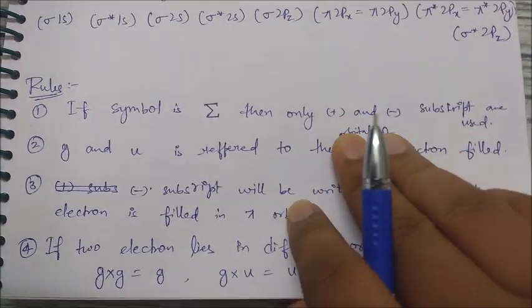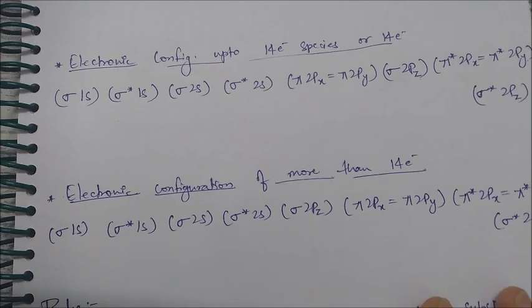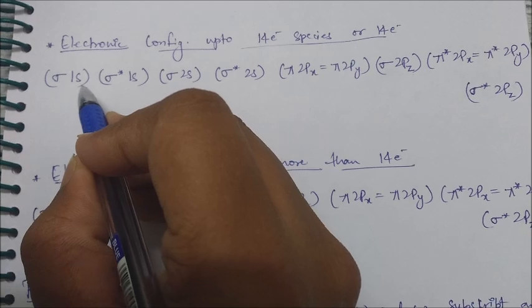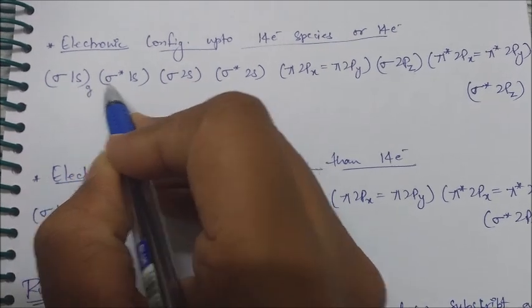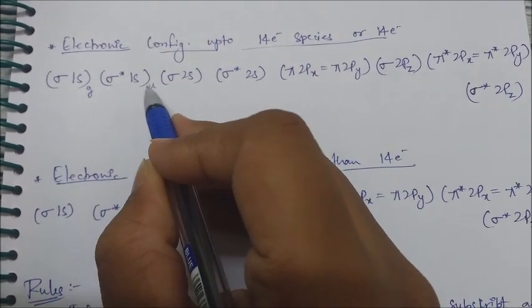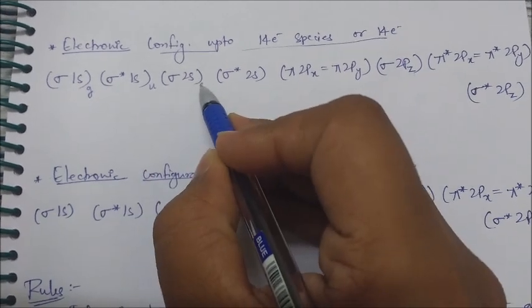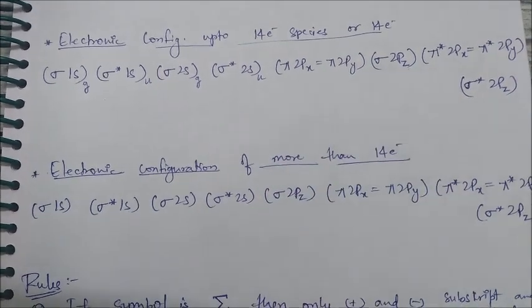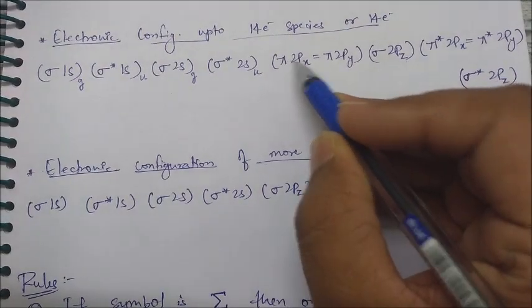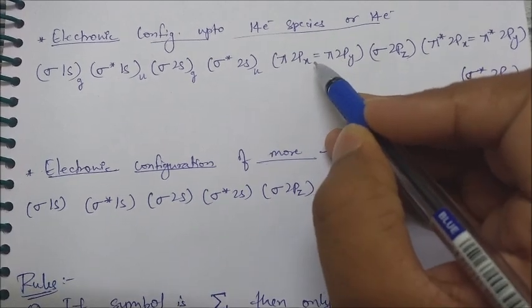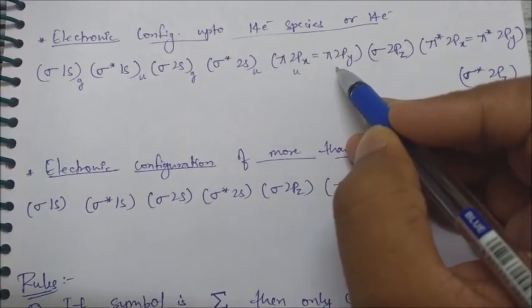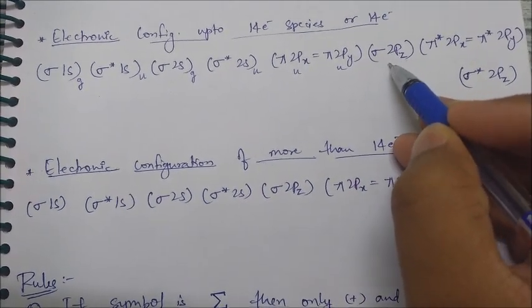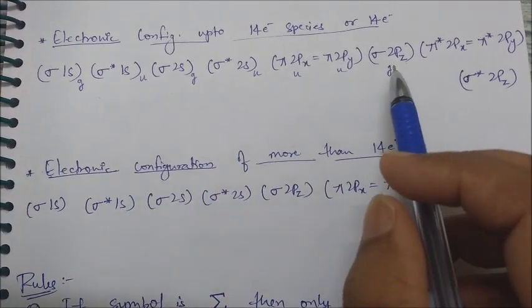Okay, now let's talk about how to assign gerade and ungerade. I am writing, see how it will be: sigma 1s will be gerade, this will be ungerade. The anti-bonding orbital will be ungerade over here, then comes gerade, then ungerade. Then here you have to be very careful: the pi bonding orbitals are ungerade. So this will also be ungerade, and the sigma bonding orbital will be gerade. Everywhere sigma bonding orbitals are gerade only.